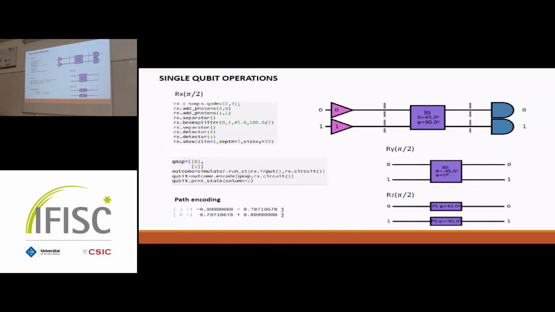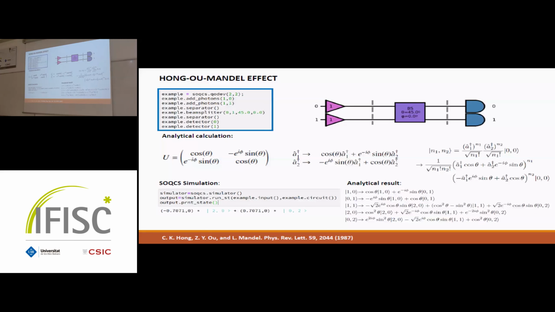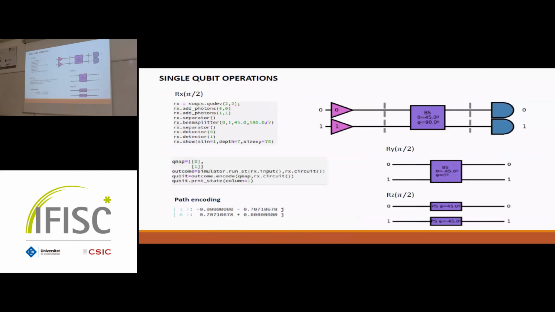For example, we can represent single qubit operations using photonic circuits. I want to comment that I am putting a bit of the code of what I am doing. For example, this is a SOQCS result, just for you to get to it and see how it works. We can do, for example, an RX rotation or pi half, which will be represented by a circuit like this one. And in SOQCS, we can simulate this little circuit. And then we can, for example, encode the result into a qubit, into a logical outcome.